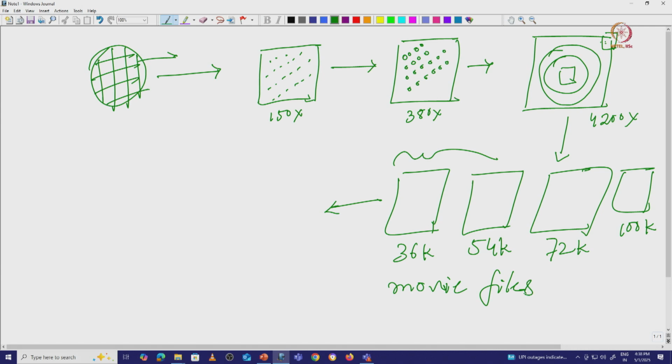Movie files means those, I already discussed about this one, that will be that movie. So, that has some individual frames. Now, why those movie collections are important?